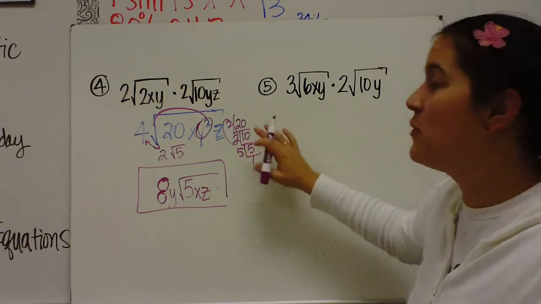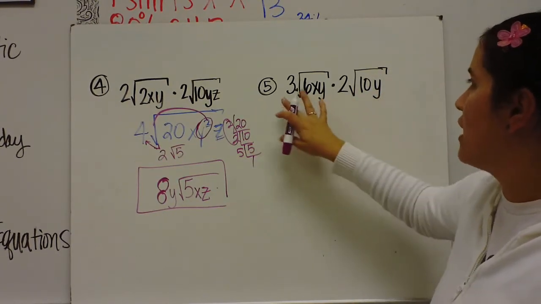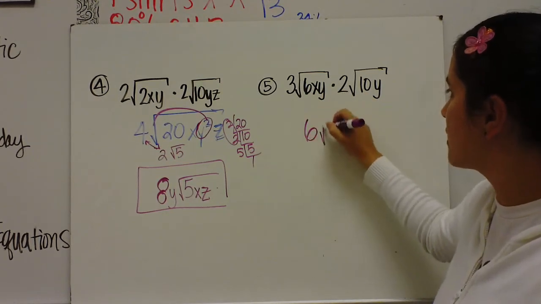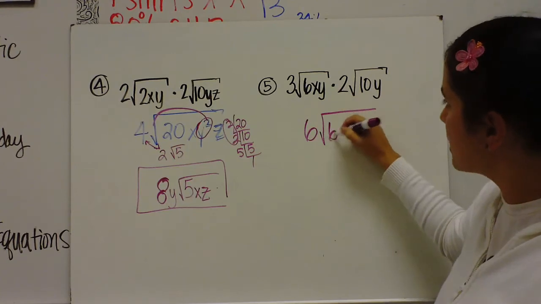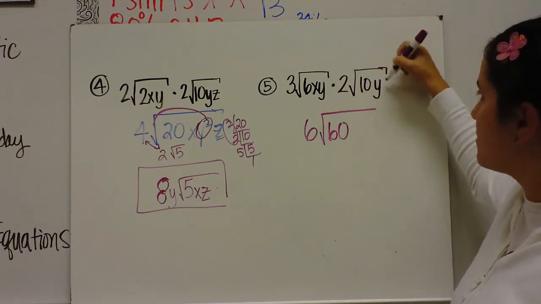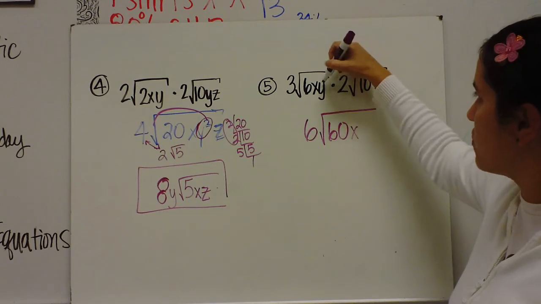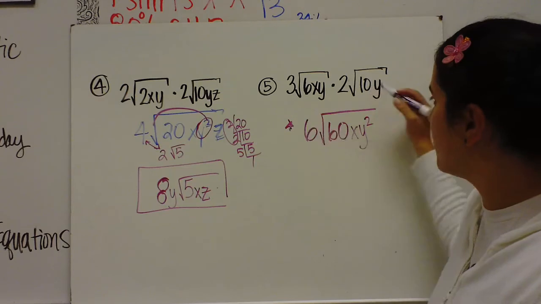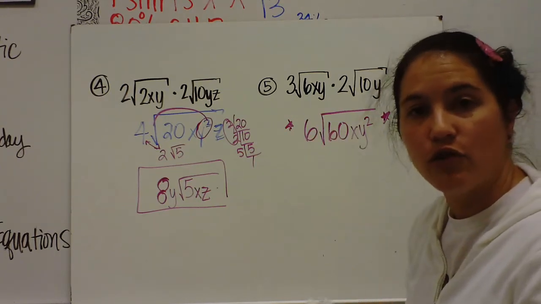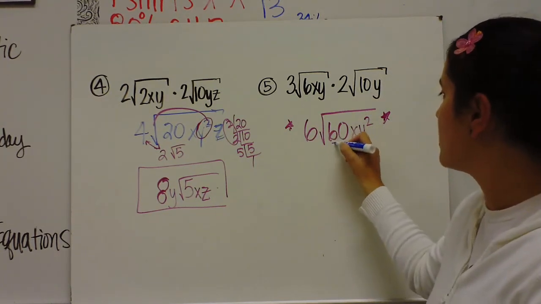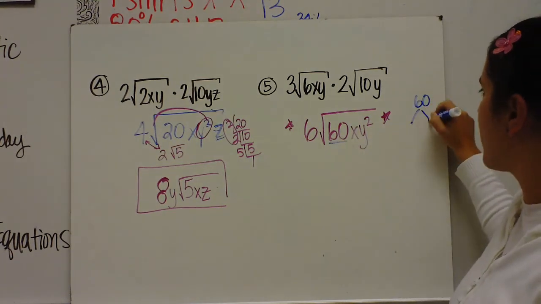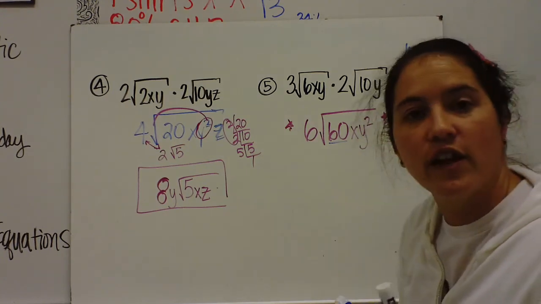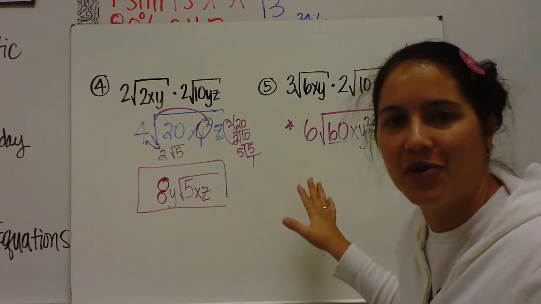Alright, so number 5, we have 6xy and 10y. I'm going to multiply my 2 times 3. That's going to give me 6. 6 times 10 is 60. X times nothing over here, so it's going to be x. And y times y is y squared. So from this point here, I want you to see if you can do the rest. You have to figure out, simplify 60, either by a factor tree or upside down division. And then you have to figure out which variable can come out of the radical, the x or the y. And we'll go over this in class.